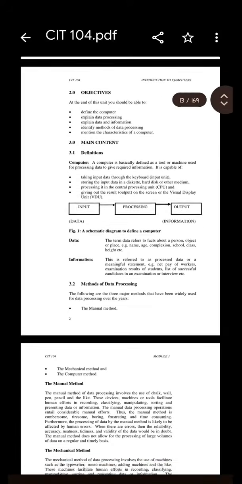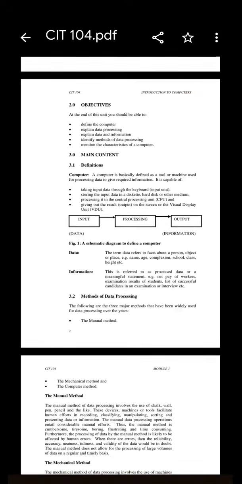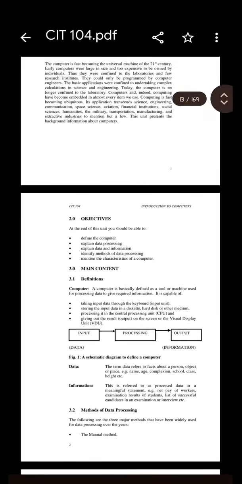Now, what do you understand by manual method? Can you drop in the comment section? What do you understand by manual method? When you say manual method of data processing, what do you understand by it?